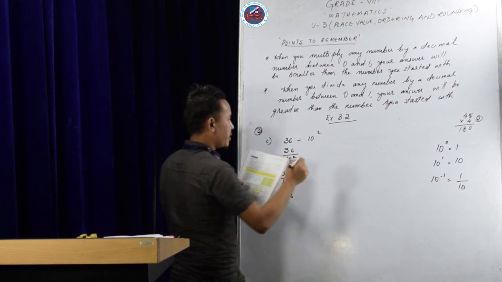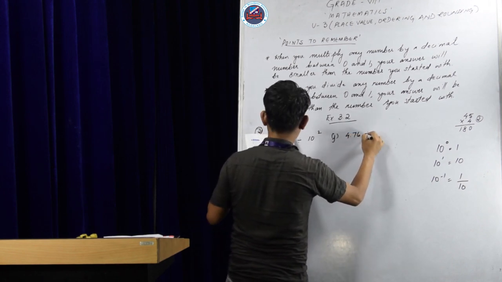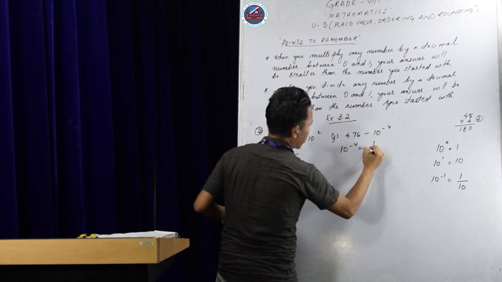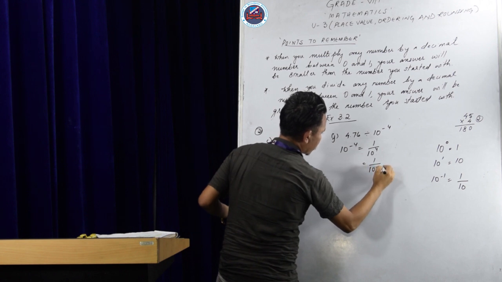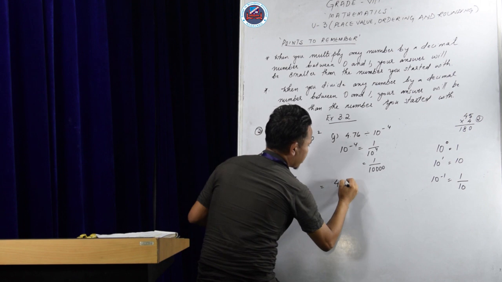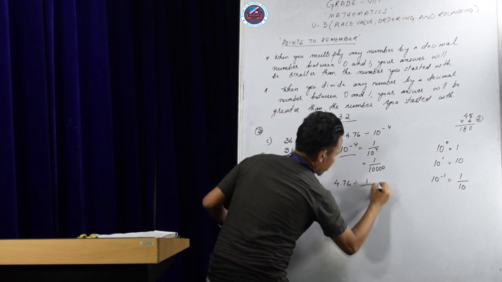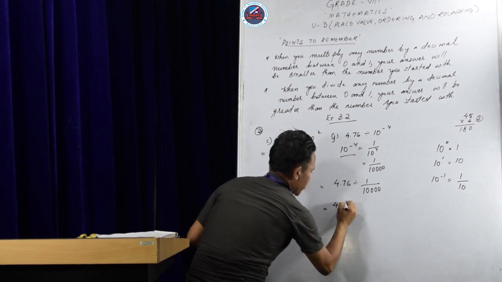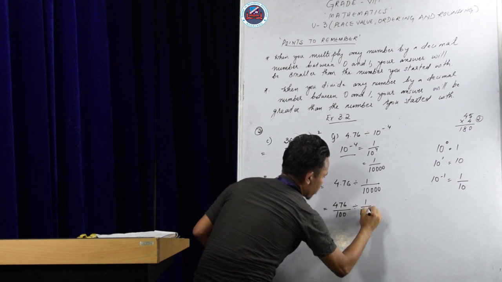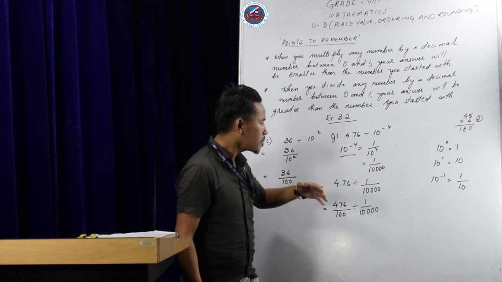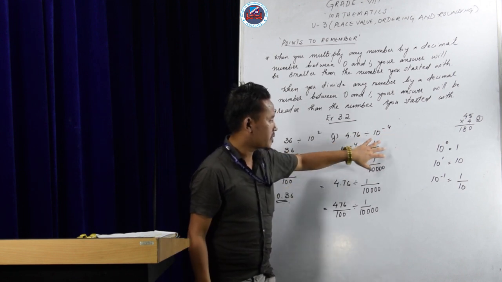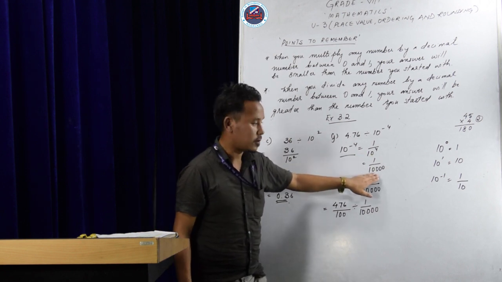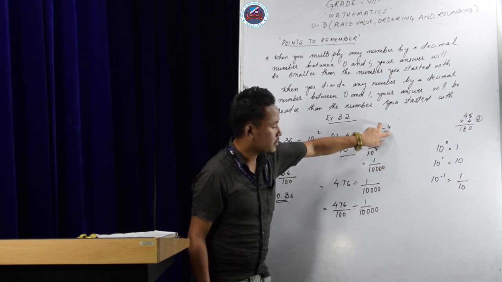Now, moving on to number J, that is 4.76 divided by 10 to the power minus 4. What we can also do is, 10 to the power minus 4 means 1 by 10 to the power 4, that is 1 by 10,000. Let me rephrase it. I have taken 10 to the power minus 4 separately. 10 to the power minus 4 gives us 1 by 10 to the power 4. The negative sign goes away. So 10 to the power 4 means 1 by 10,000. So this value I have replaced in place of 10 to the power minus 4.